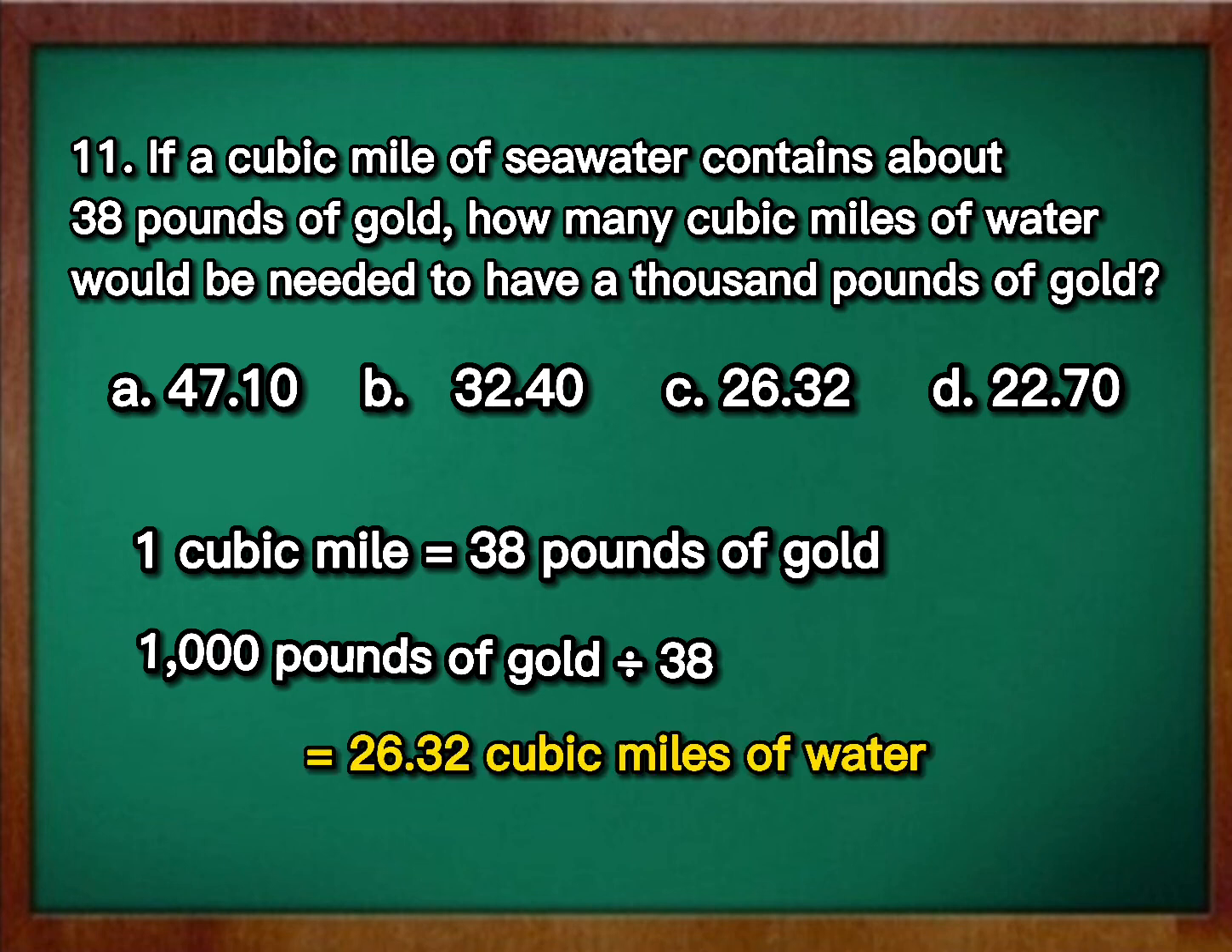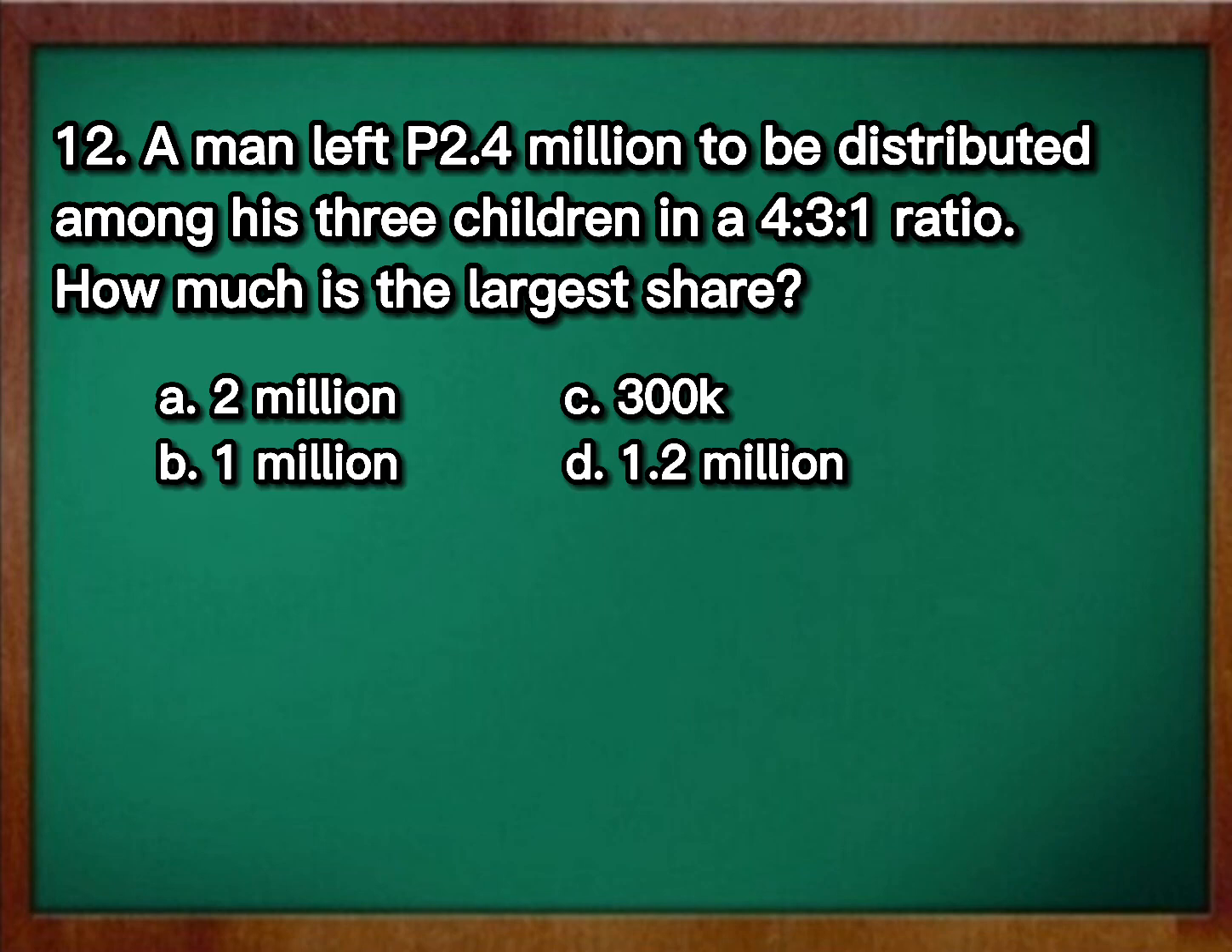So that's 26.315, or that's 26.32 cubic miles of water. Next question. A man left 2.4 million pesos to be distributed among his 3 children in a 4:3:1 ratio. How much is the largest share?